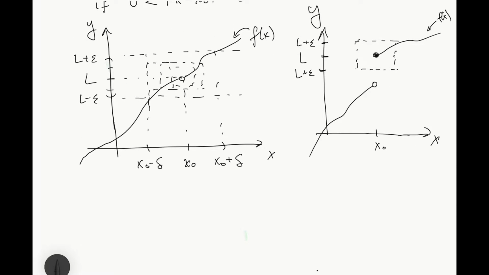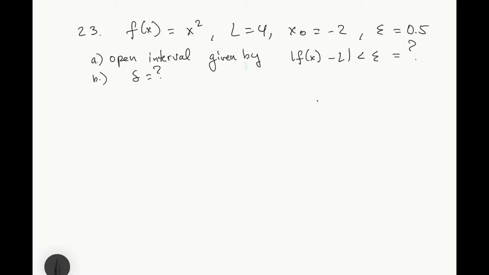Now I will do an example problem. So here's the problem statement. I'm given function f of x, which is equal to x squared. I'm given L, x naught, and epsilon. And I'm asked to find the open interval given by the inequality absolute value of f of x minus L less than epsilon. And then I'm asked to find our delta.